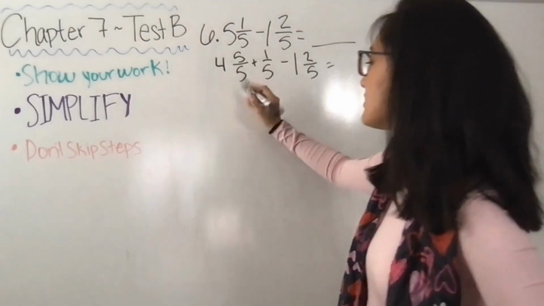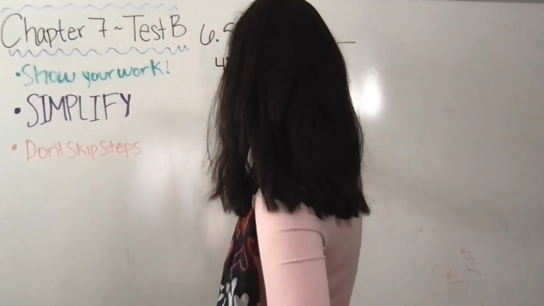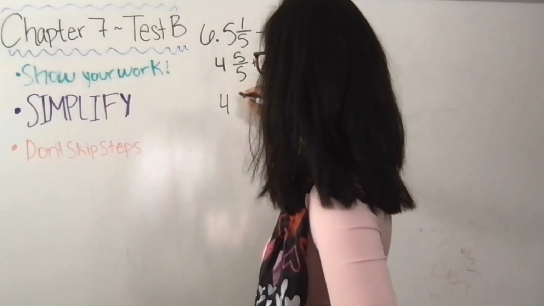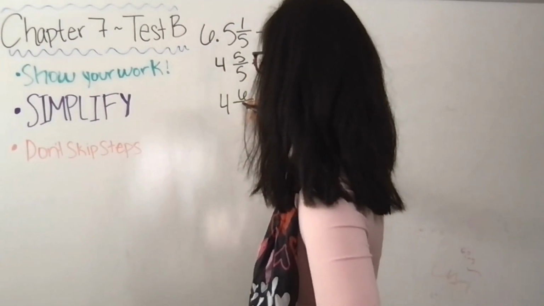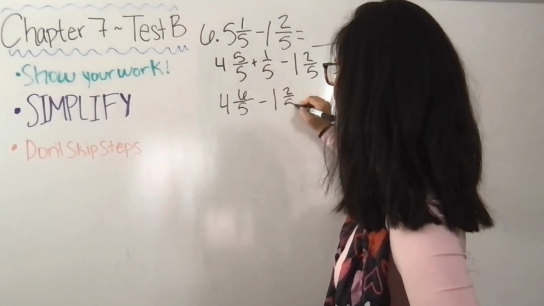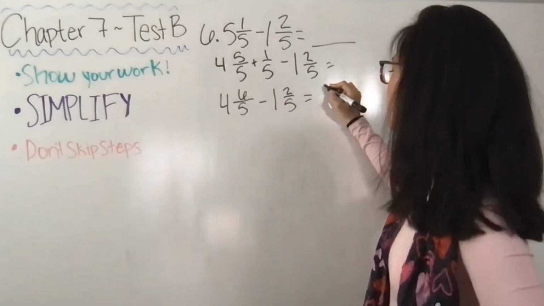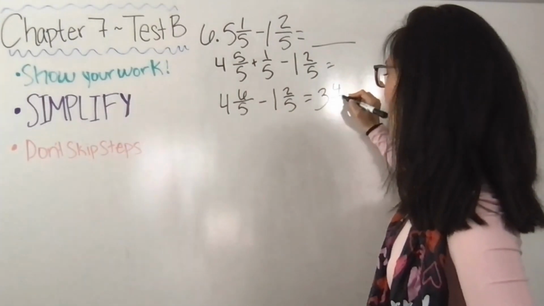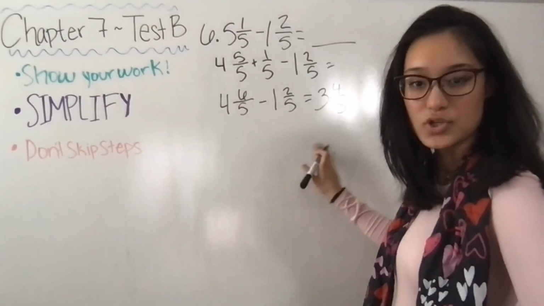Now you can add these up. 4 5/5 plus 1/5 is 4 6/5 minus 1 2/5 equals what? 3 4/5, which is your final answer.